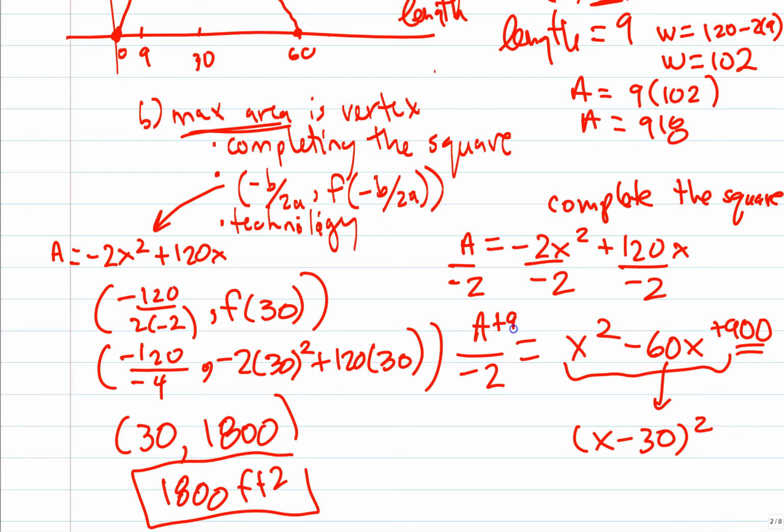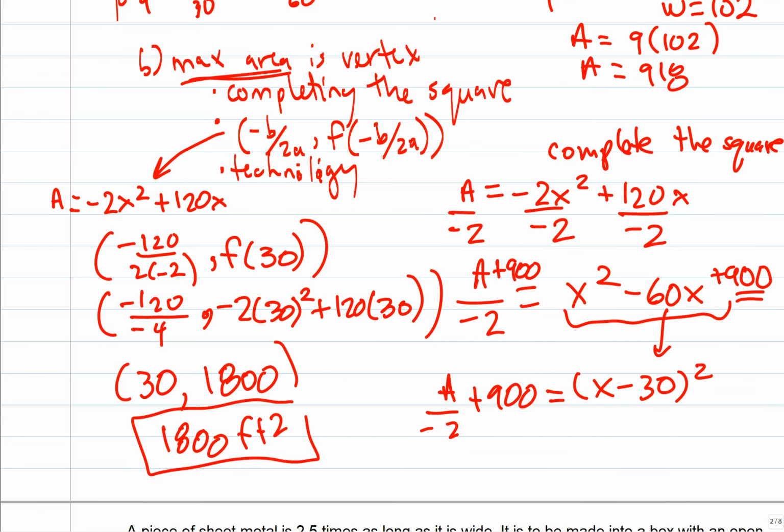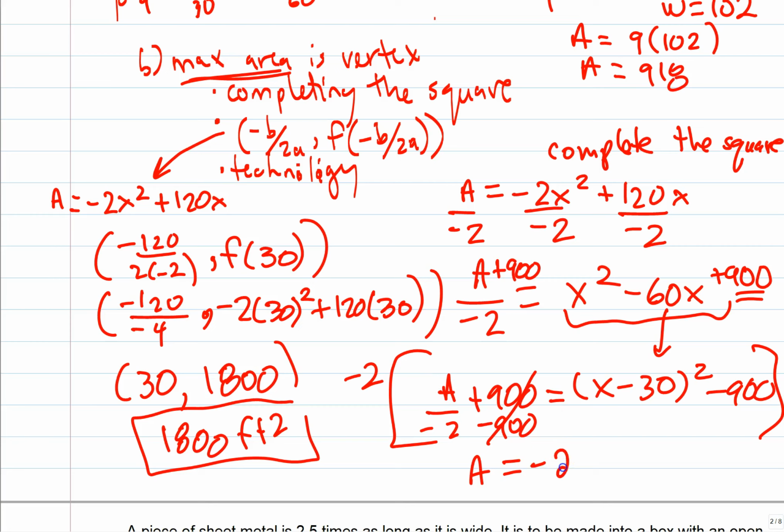If I do it to one side, do it to the other. A over negative 2 plus 900 equals. Now what can we do? Well, we basically solve for a, subtract the 900 over, and multiply everything by negative 2. That gives me that the area is equal to, the negative 2 becomes the a in this form, and this becomes plus 1800. Well, so what's our vertex? The x is 30. The y value is 1800. The answer didn't change. Just a different way of doing it.